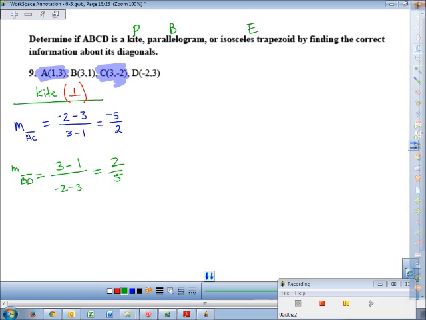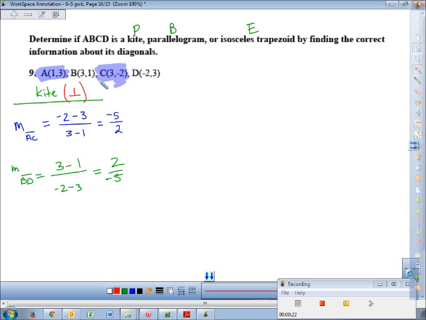Yay for us. Tell me what we know. Did I do that? 2 over negative 5. Right, my bad. Did I get opposite reciprocal slopes? No.